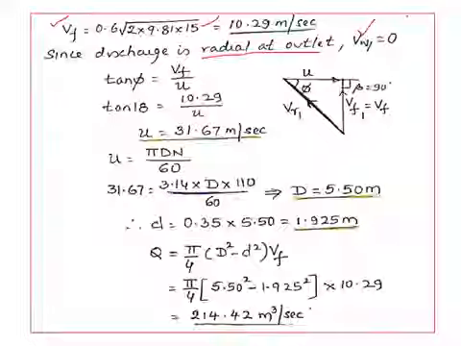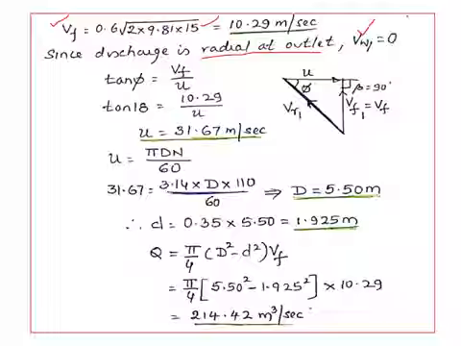Here Vr1 and this is U. U is equal to U1. Therefore, tan phi is equal to Vf by U. Knowing phi equals 18 degrees and Vf as 10.29, we can calculate the tangential velocity. So U is equal to U1 is equal to 31.67 meter per second.